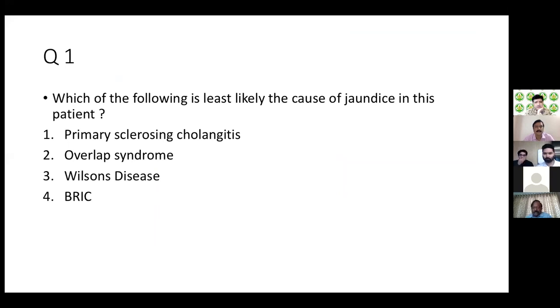If you can, it's not settling, it's moving fast, because we need at least 80% of the people to respond. Now PSC is 14%, overlap syndrome 9%, Wilson's 50%, brick 27%. Probably statistically Wilson's comes up. Maybe people are all attracted by Wilson's.